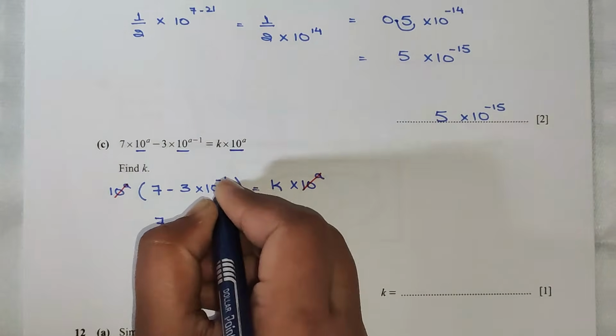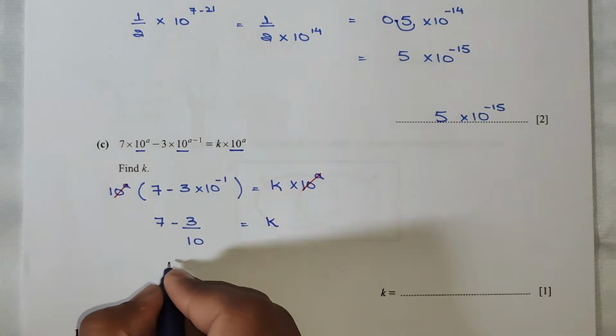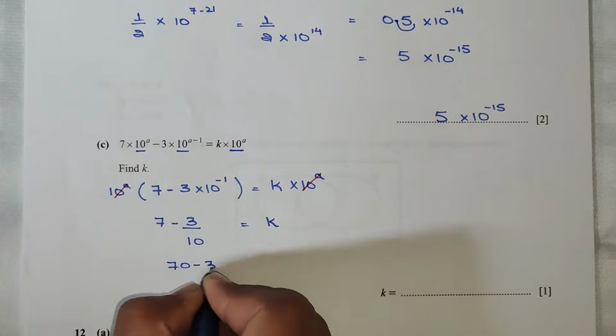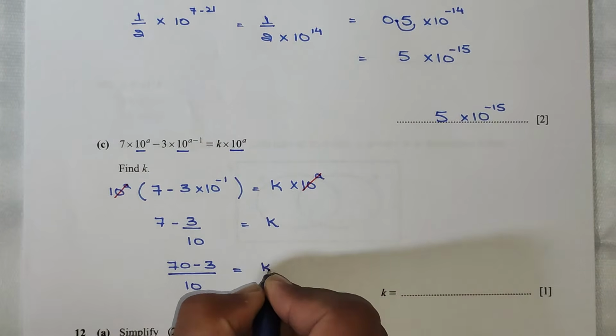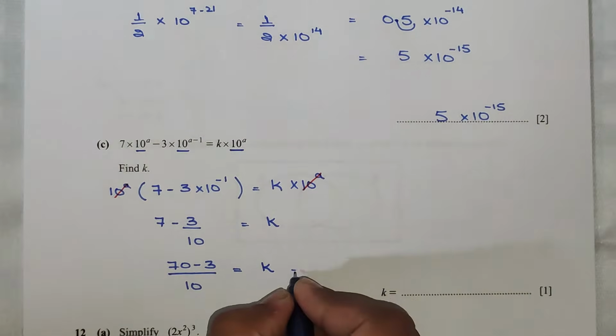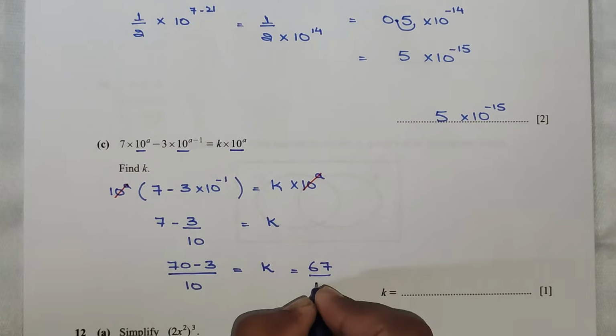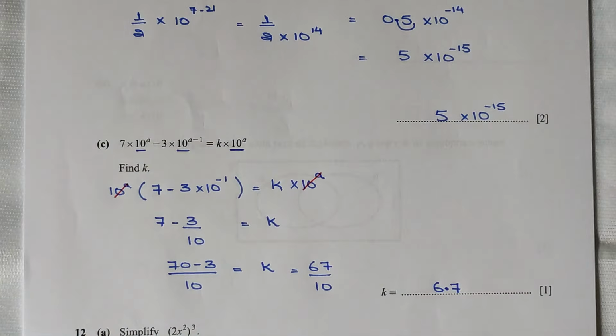I just shifted this: 10 exponent minus 1 would be 1 by 10. So 10 times 7 would be 70, minus 3, dividing by 10, equals k. So what is 70 minus 3? 70 minus 3 would be 67, dividing by 10, so it would be 6.7. So k is 6.7.